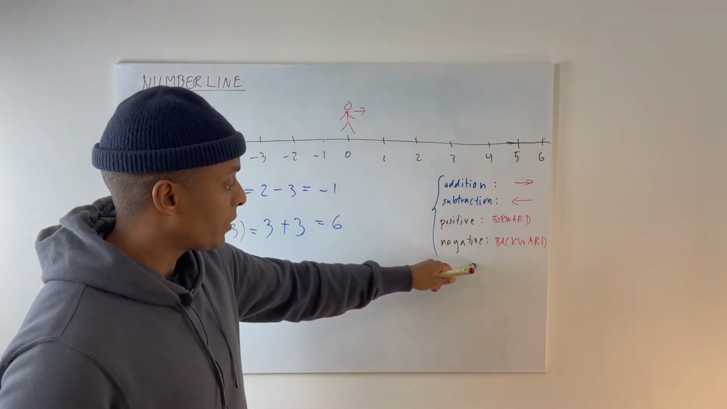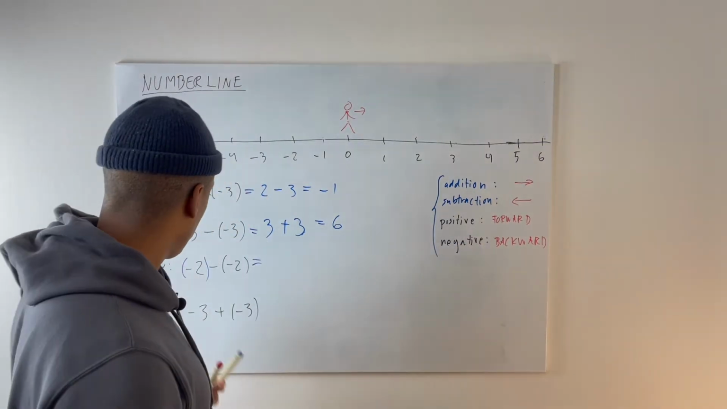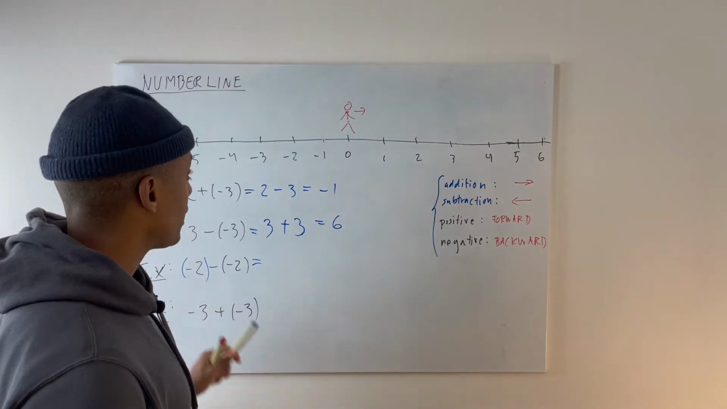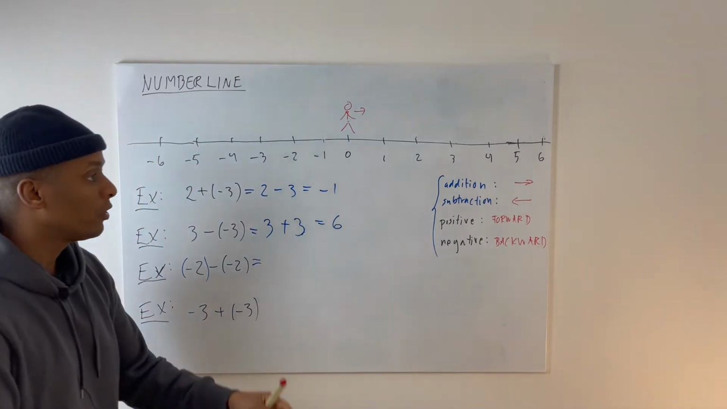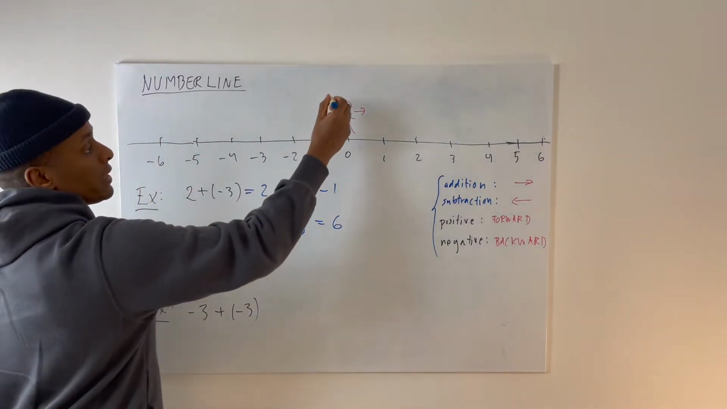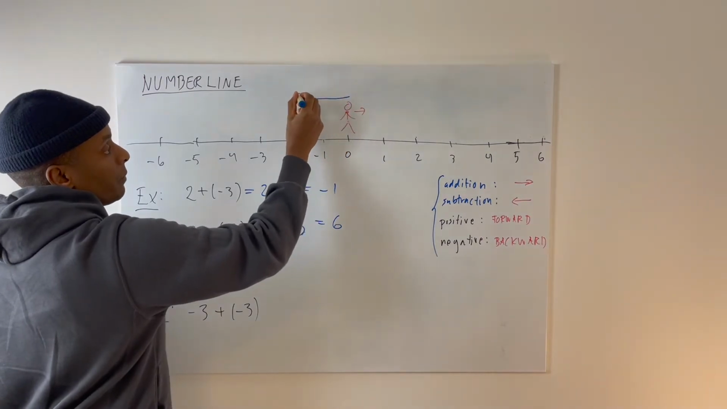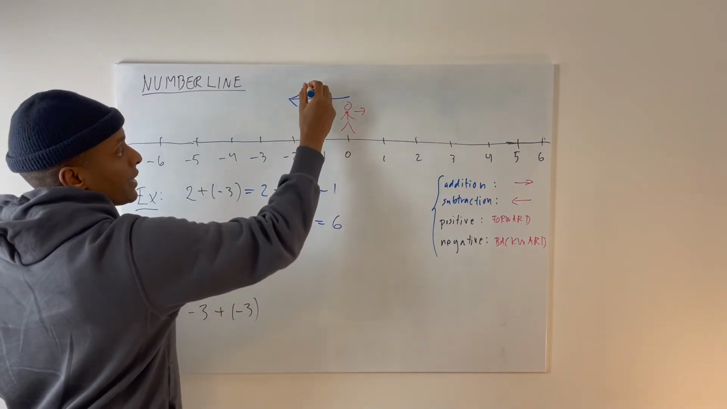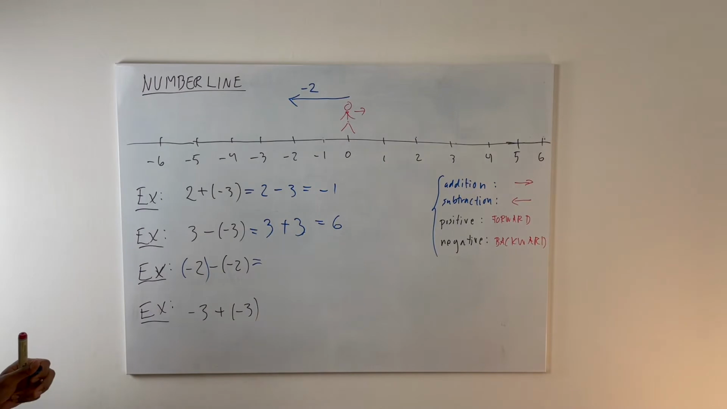It's a negative number, so we're going to walk backwards. We're going to walk minus 2 steps. 1, 2. It's going to be like this. Boom. That's minus 2. Now we're here.